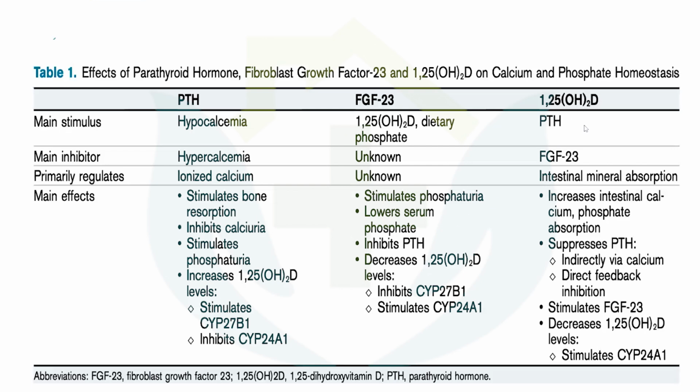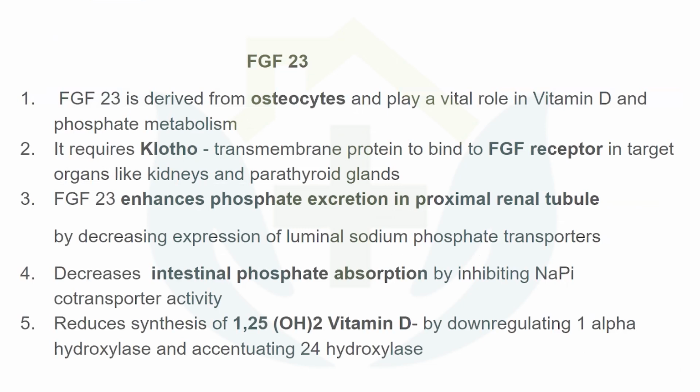Calcitriol: the main stimulus is PTH and the main inhibitor is FGF23, and it mainly acts by increasing intestinal calcium and phosphorus absorption. It suppresses PTH and stimulates FGF23. So again, a little more detail on FGF23. It is derived from osteocytes and plays a vital role in vitamin D and phosphate metabolism.